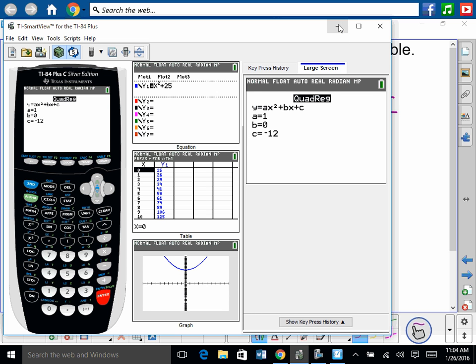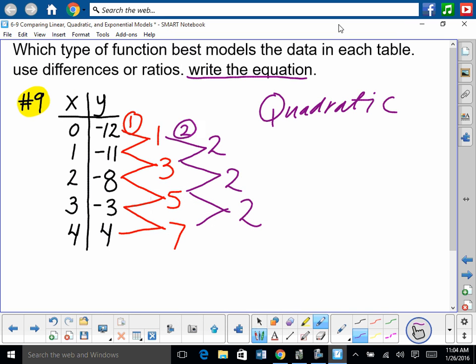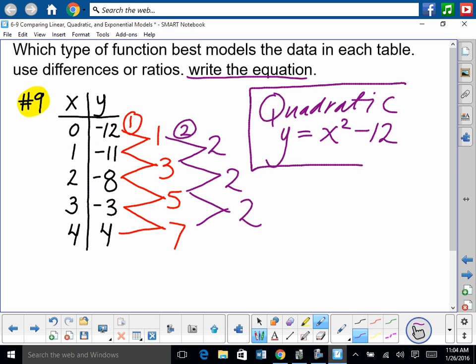So this is going to be y equals, since a was 1, I'm just going to write x squared, because that is 1x squared. Plus 0x, I'm not going to write that, because plus 0x is gone. And then our c value is negative 12, so it'll be minus 12. So our answer is quadratic, and this is the quadratic that matches these points. Do you understand how to do it using your calculator?